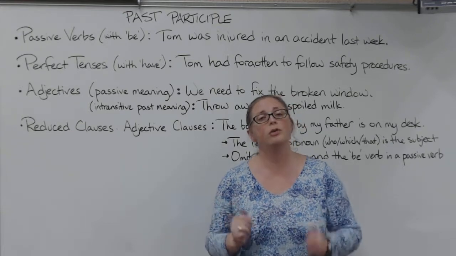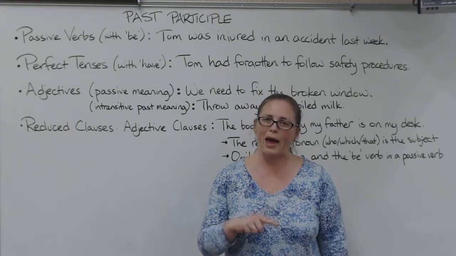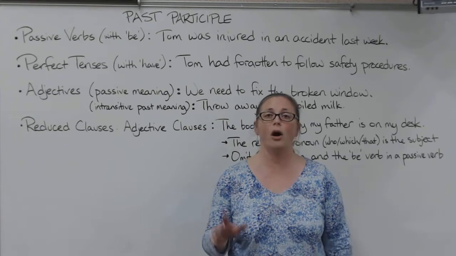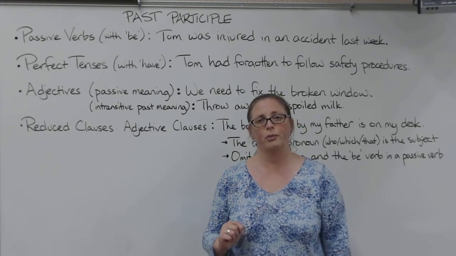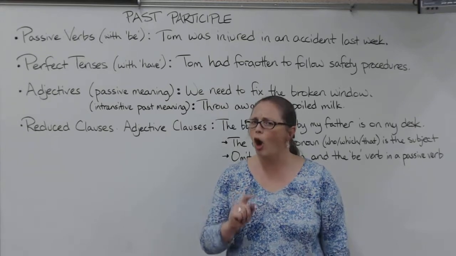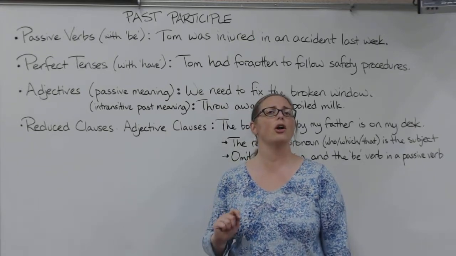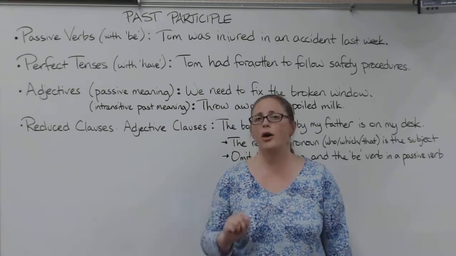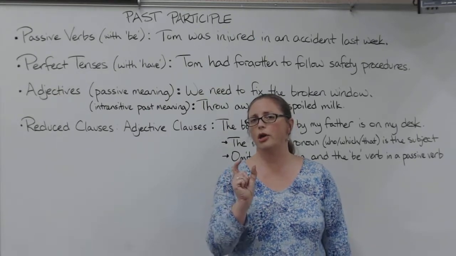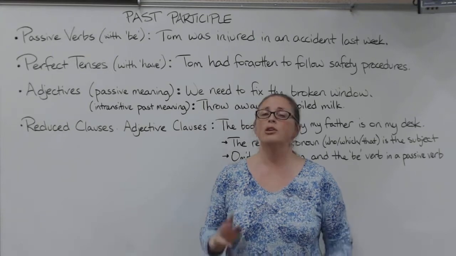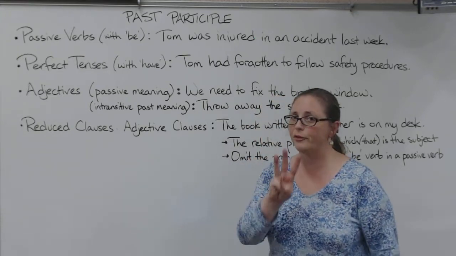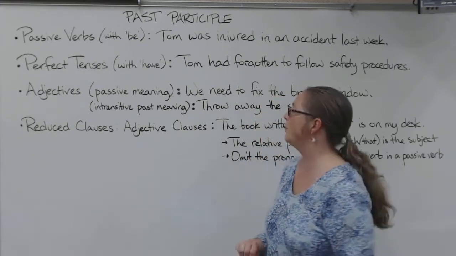Sometimes, actually most of the time in English, the past form and the past participle are the same if it is a regular verb. But there are many common verbs in English that are irregular, and those past participles are unique. They are different from the simple past. So this is what we're looking at, the third form of the verb, the past participle.